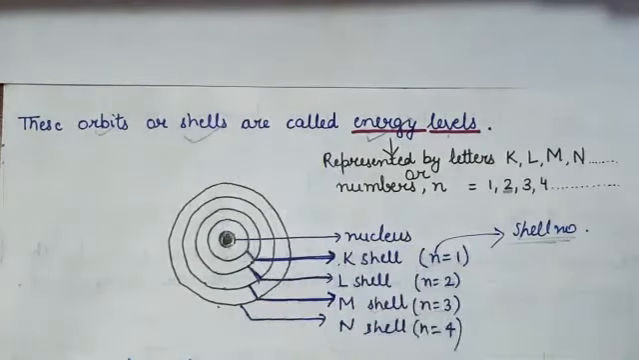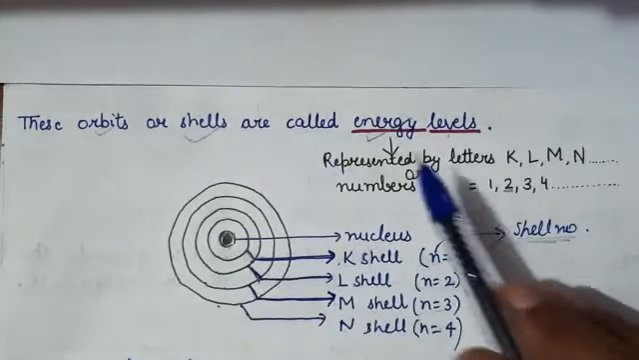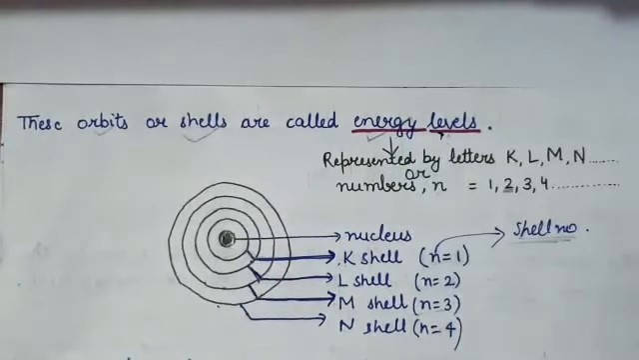Okay, these orbits or shells are called energy levels. So you have to draw this diagram also. So this is question number 8. Now coming to question number 9.